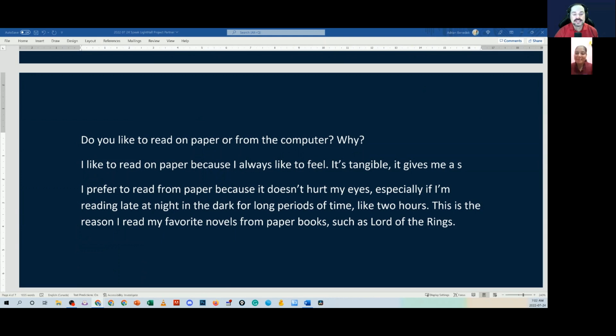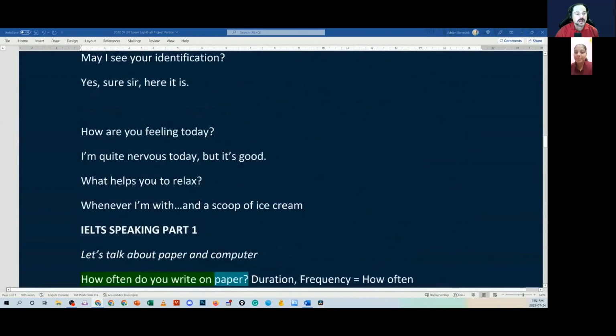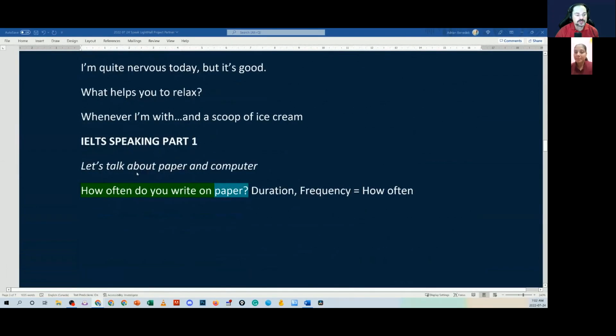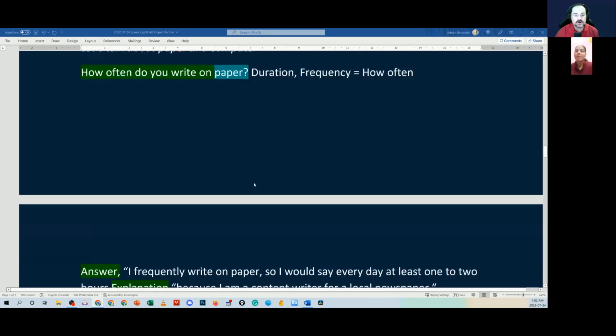Okay, so Nancy, let's do this. I'm going to go through these questions and then give me answers based on the strategies that we have been discussing. Are you ready? Sure, sir. Okay, so let's talk about paper and computer. How often do you write on paper?